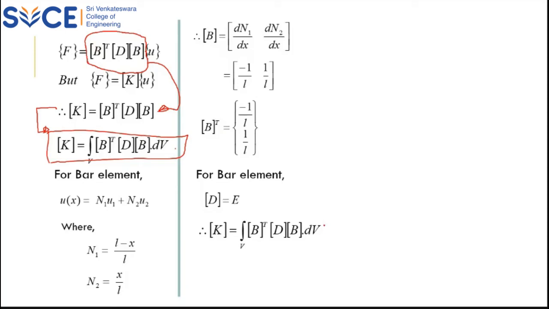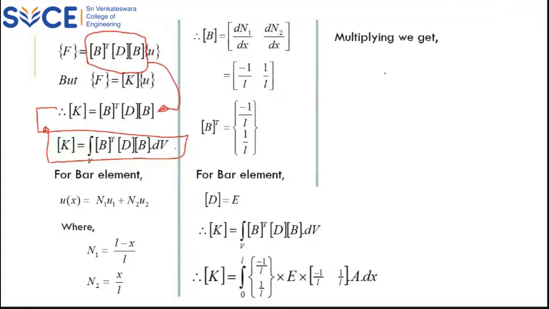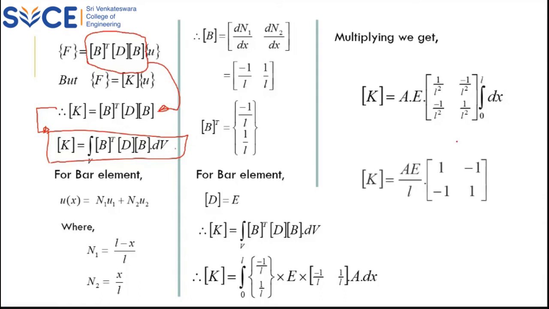This dV is the volume. Volume is cross-section area into length, so I will substitute A into dx, integral 0 to L. B transpose is minus 1 by L and 1 by L, times E, times B, which is minus 1 by L, 1 by L. When I multiply this matrix, I'll get 1 by L square, minus 1 by L square, minus 1 by L square, 1 by L square, integral 0 to L dx. Integrating this and applying the limit L, we'll get the term AE by L times [1 -1; -1 1].